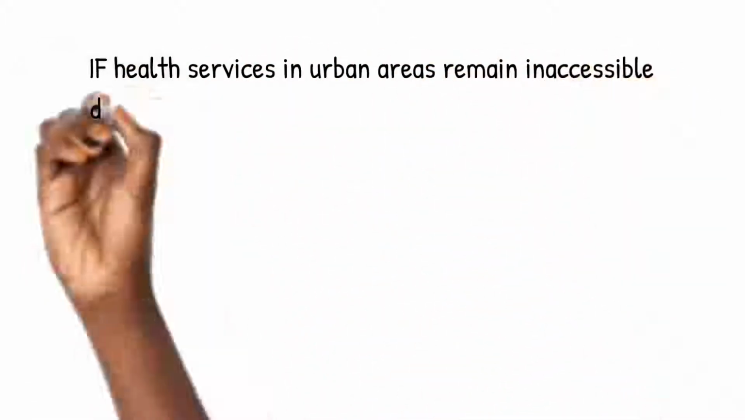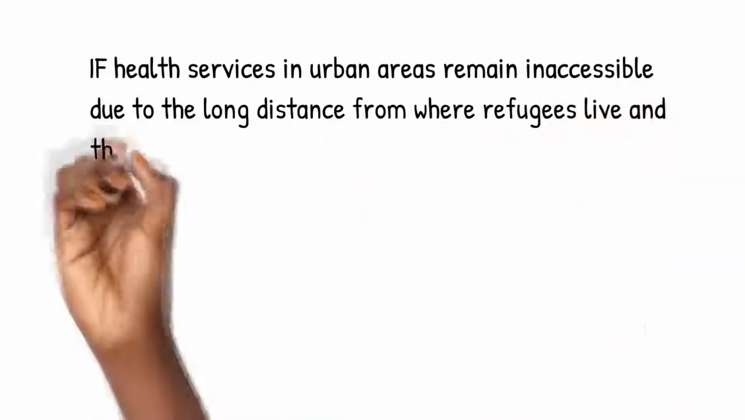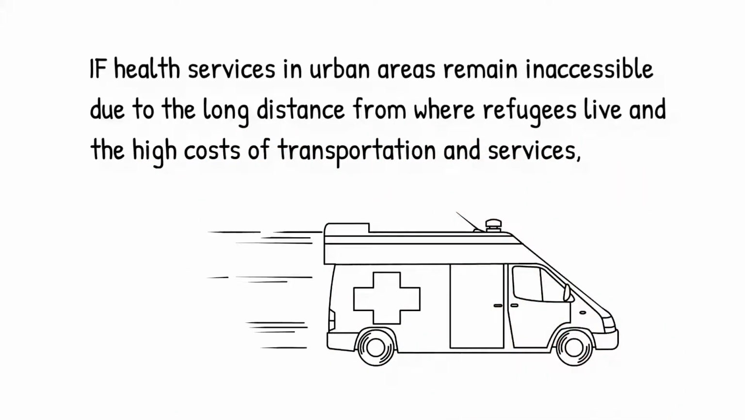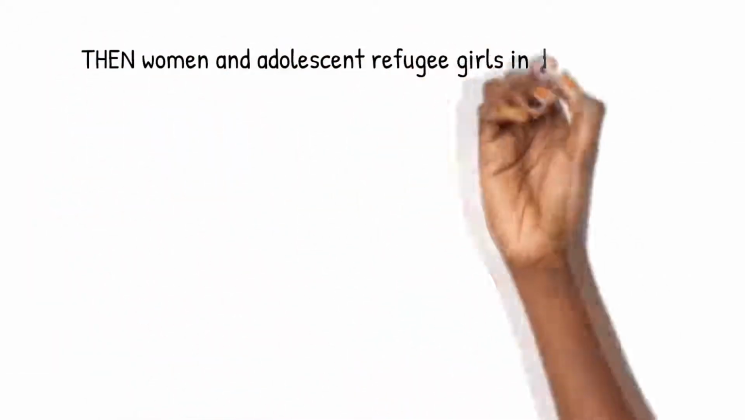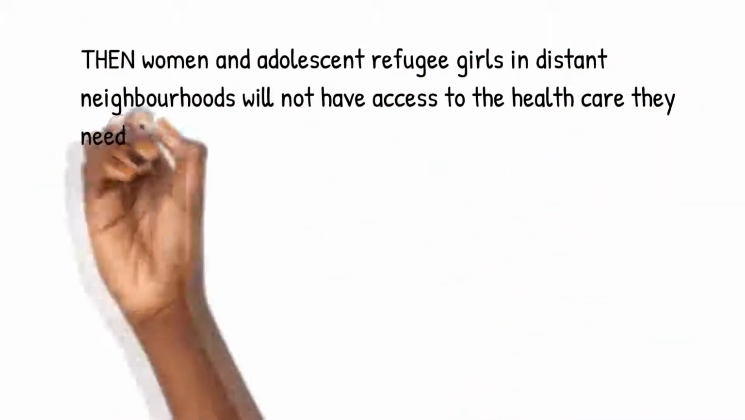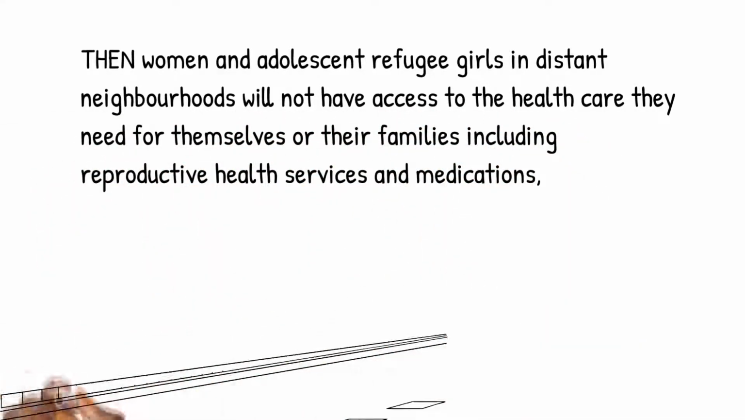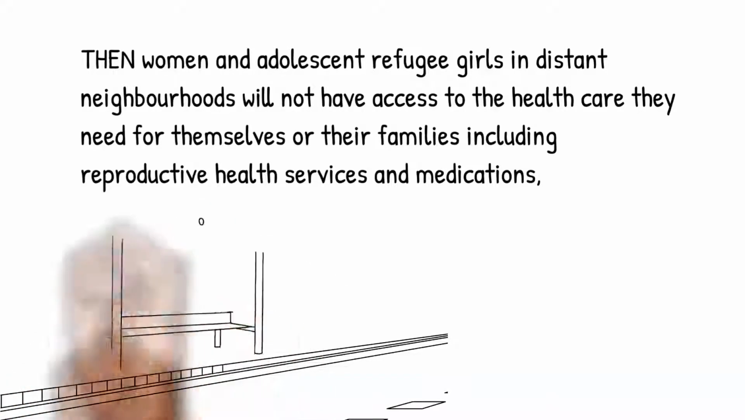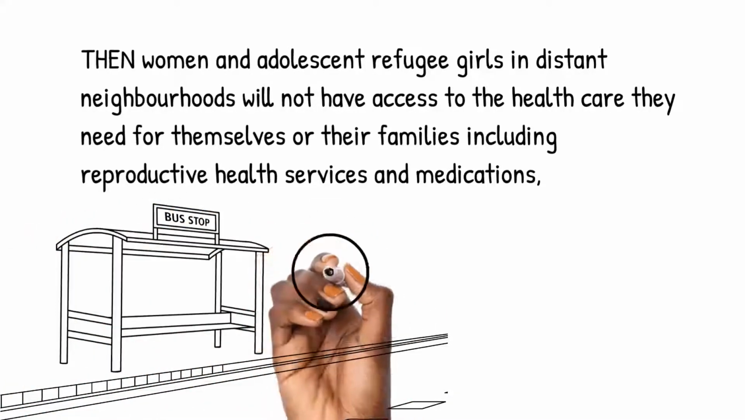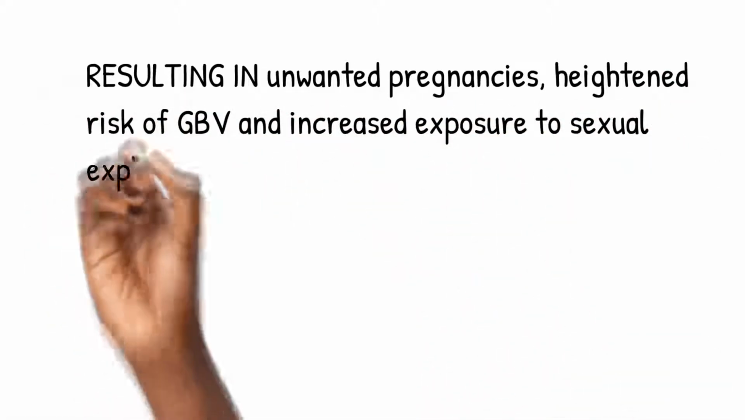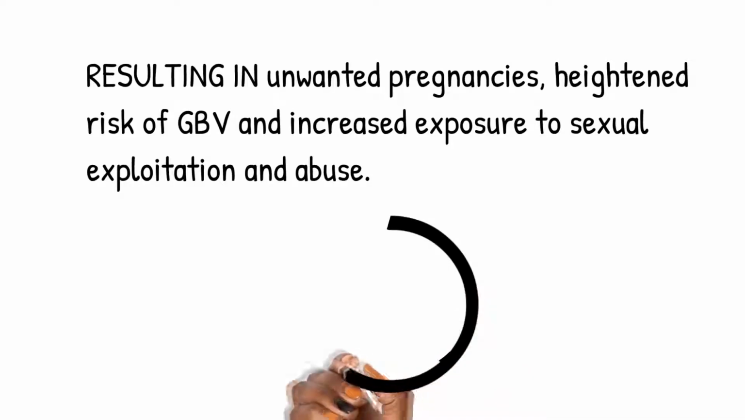If health services in urban areas remain inaccessible due to the long distance from where refugees live and the high cost of transportation and services, then women and adolescent refugee girls in distant neighborhoods will not have access to the health care they need for themselves or their families, including reproductive health services and medications. Resulting in unwanted pregnancies, heightened risk of GBV, and increased exposure to sexual exploitation and abuse.